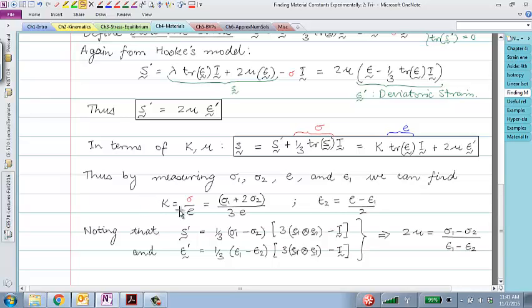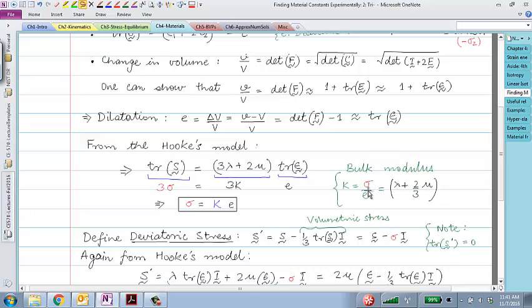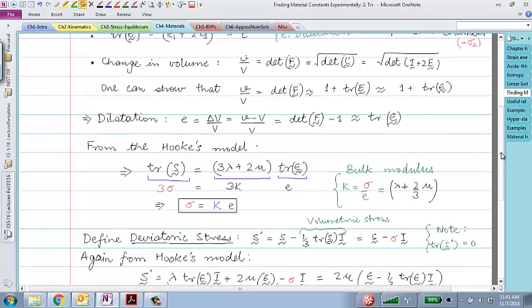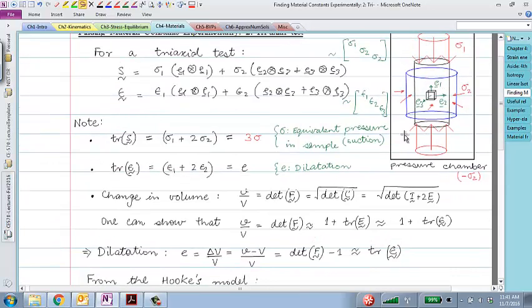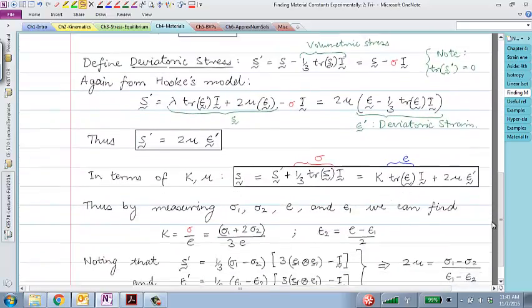How do we find them using this triaxial experiment? K, as I said up here, is just the ratio of dilation with respect to the equivalent pressure. So you know the equivalent pressure, those are the pressures that you are applying to the sample. You can measure the dilation, the total volume change of this sample, and the ratio of those two is the bulk modulus.